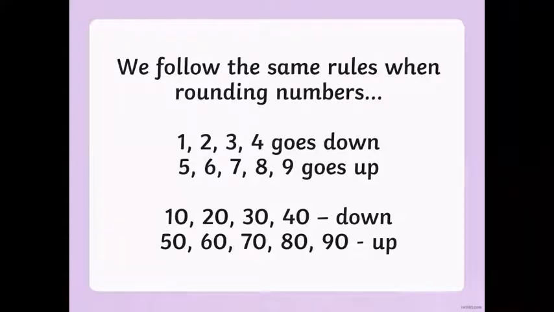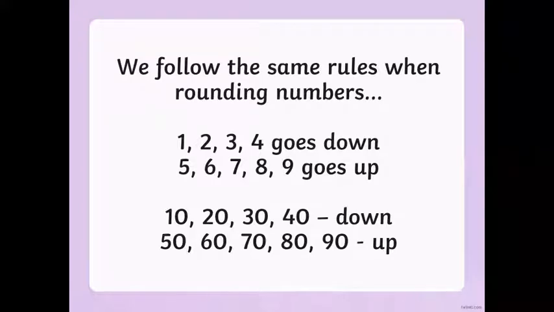If the digit in the column that you're looking at is a 1, 2, 3 or 4, we go down to the number before, to the nearest whole 10 or the nearest whole number. If the digit in the column that you're looking at is a 5, 6, 7, 8 or 9, you go up to the next number.